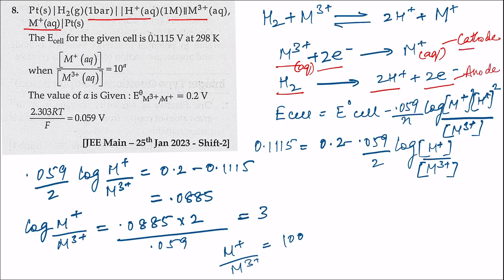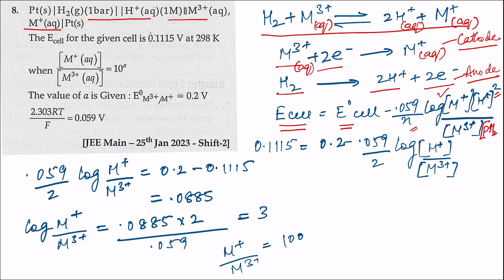And adding the reaction at the cathode and anode, the redox reaction is obtained, which is hydrogen plus M3 plus ion forming H plus ion and M plus ion. Now E cell will be equal to E naught cell minus 0.059 by N, where N is the number of electrons, log M plus ion multiplied by concentration of H plus ion raised to the power 2 divided by concentration of M3 plus ions, and partial pressure of hydrogen.